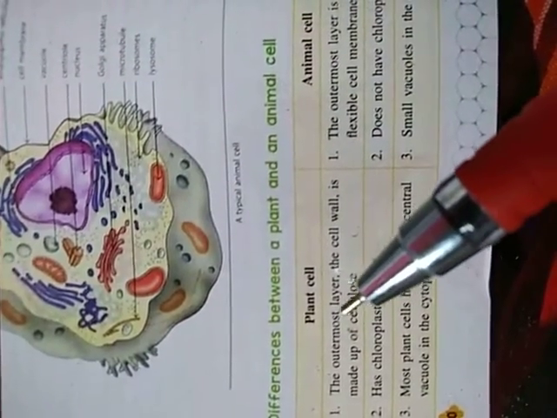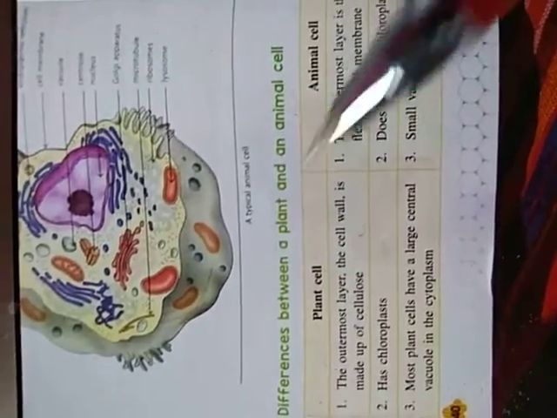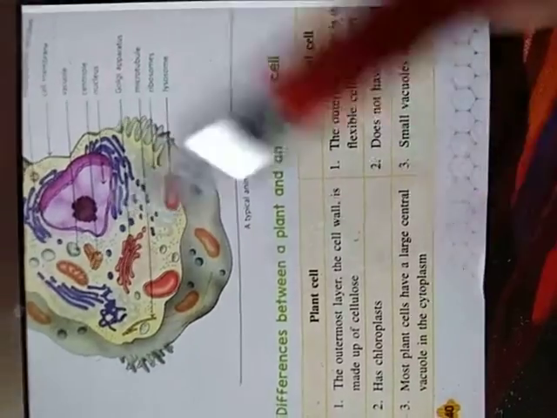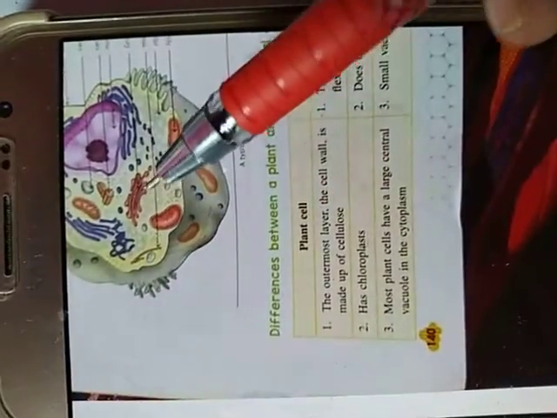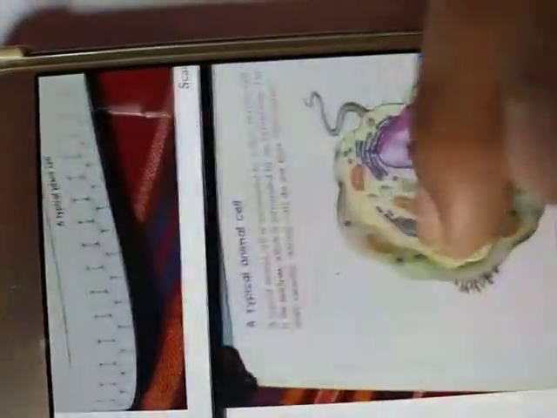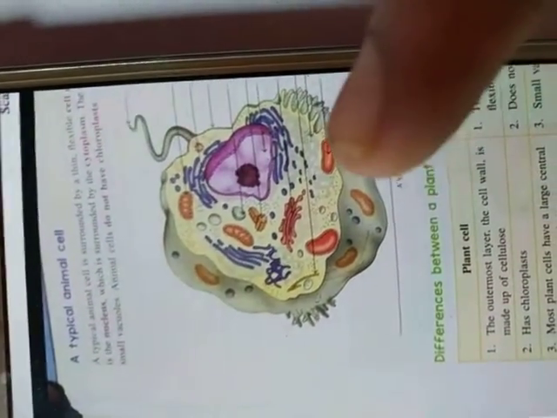In the plant cell we have seen that the cell wall is present, whereas in the animal cell the cell wall is absent. The plant cell also contains chloroplast or plastid within the cytoplasm; in the animal cell this is absent. And third, a large central vacuole is present in the plant cell, which is absent in the animal cell. So these are the differences between plant cell and animal cell.